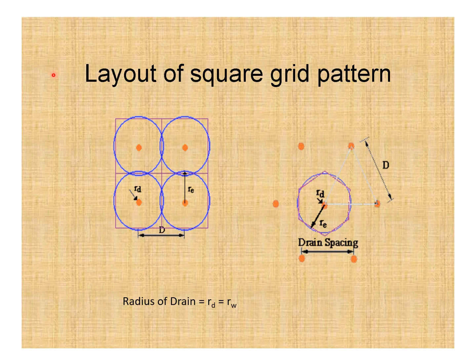Here on this particular slide you can see the layout of the square grid pattern. So you have different drains. The radius of the drain is r sub d, and that is equal to r sub w, and you can see the influence circle, and this radius is r sub e. So again you can see over here in this case this is r sub e, and r sub d is the effective radius of that drain, and this d is the center to center spacing. Here the center to center spacing is this one.